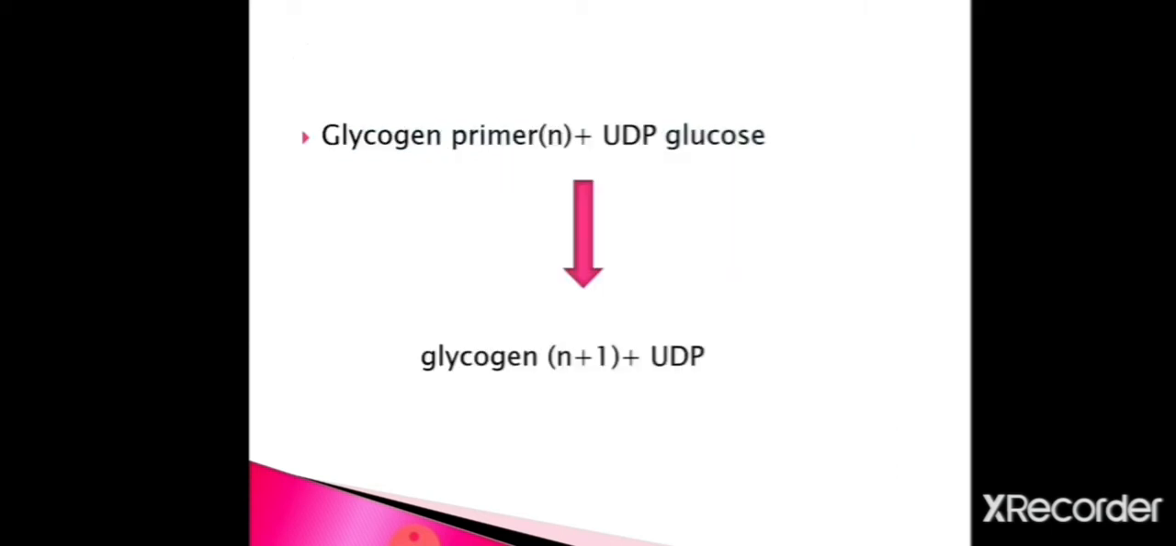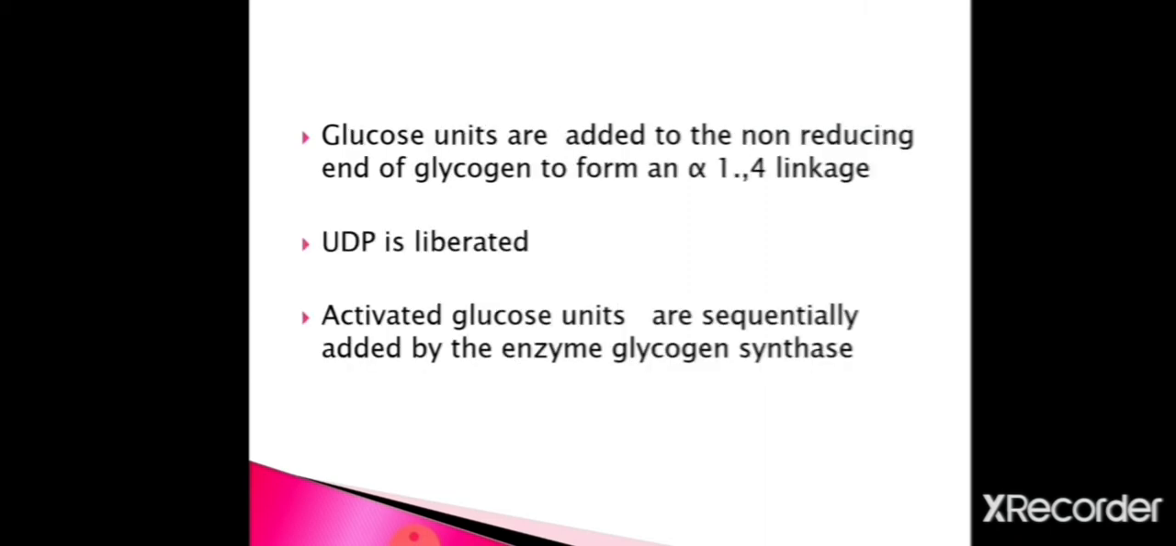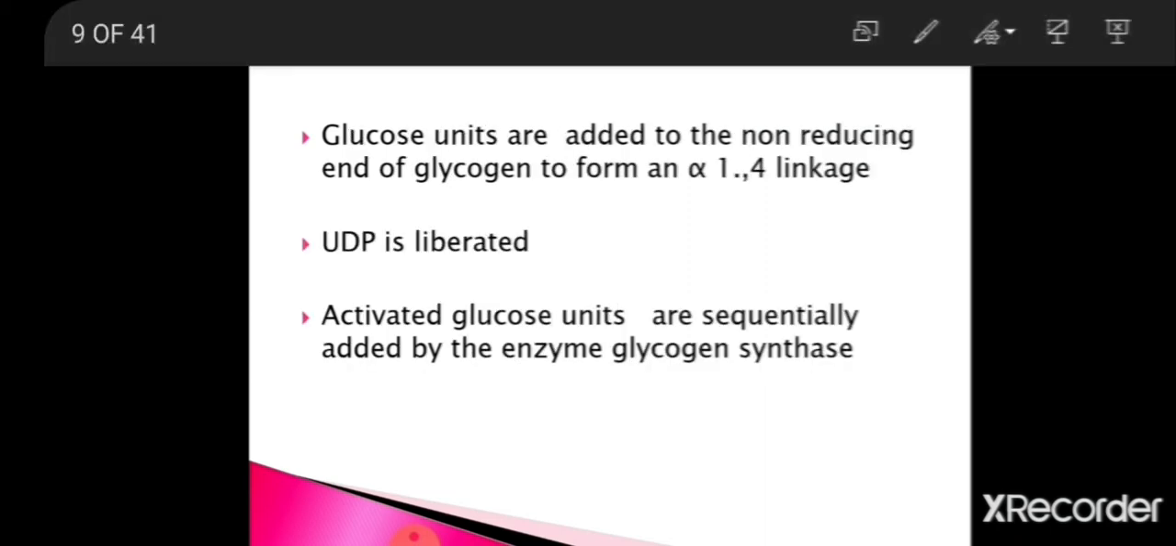From UDP glucose, the glucose moiety is removed and attached to the glycogen primer. If we represent the glycogen primer as N, then when one molecule of glucose is added, it can be represented as glycogen N+1. This reaction is catalyzed by which enzyme? Glycogen synthase.